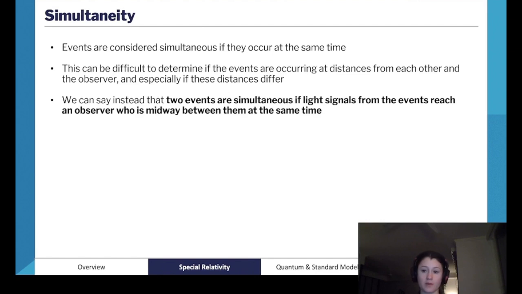Alright, now getting on to simultaneity. So, events are considered simultaneous.